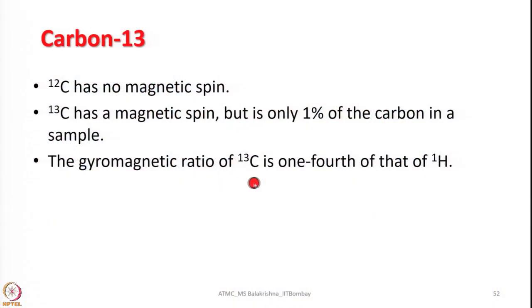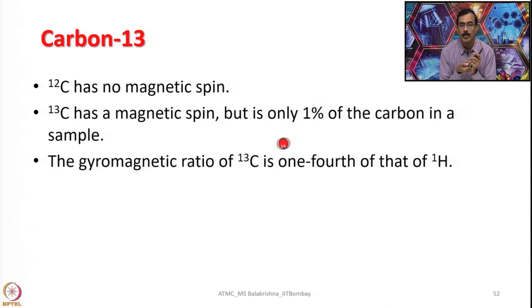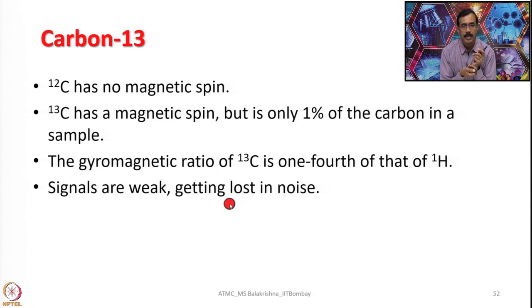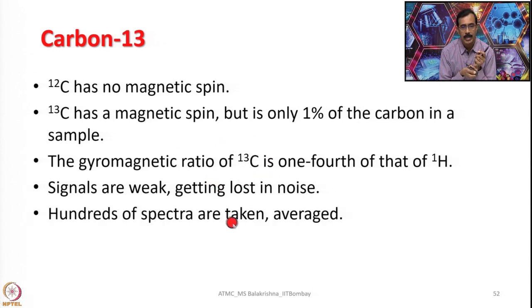And the gyromagnetic ratio of 13C is also approximately 1/4 of that of 1H. That means 60 megahertz NMR for proton would be about 15 megahertz for 13C, or 25 megahertz in case of 100, or 100 megahertz in case of 400 megahertz. So, signals are very weak, getting lost in noise, and if the signal to noise ratio is very high, you may not even see a signal due to carbon at all. The sample should be very pure and in larger quantity, at least 12% to 20% should be there with NMR active carbon. If not, at least it should be a little bit more, or probably you have to run the NMR for a longer time. Hundreds of spectra are taken and averaged.